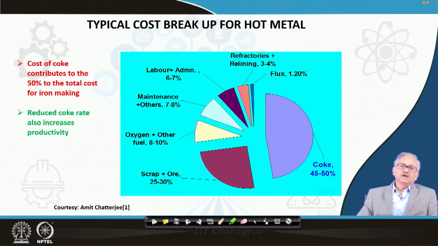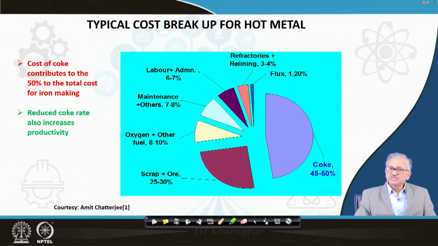That is why people are always trying to reduce the coke rate in the blast furnace. But blast furnace cannot operate without a minimum amount of coke. A certain amount of coke is required basically to physically hold the overburden in the blast furnace. So, coke is essential, but obviously the coke rate can be reduced. How can you reduce the coke rate?